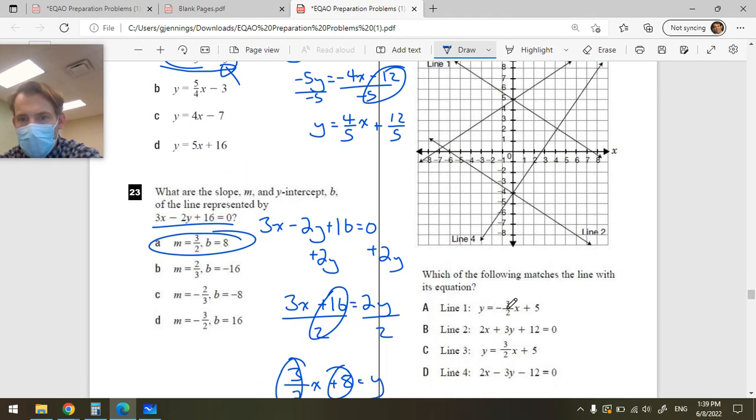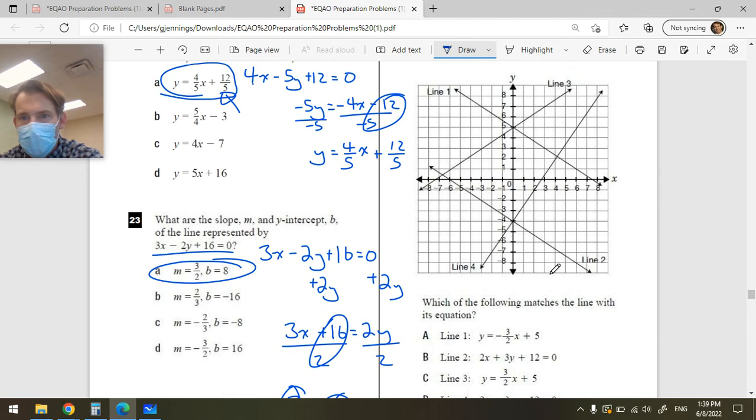Line 1, minus 3 over 2 x plus 5. Well, that was kind of them. This is rise over run. So this is run 3, rise negative 2. And that's not that. That's rise negative 3 and run 2. So this one is not it.